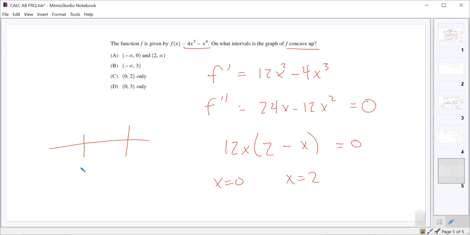And so we make a sign chart with 0 and 2 on it. We test something between 0 and 2, like 1. We plug in 1 to this. This comes out to be 12 times 1, which is positive. So it's concave up between 0 and 2, which pretty much tells us that it's choice C immediately. But we could check the others anyway. If we plug in 3, we get 36 times -1, so that's negative, concave down. And plug in -1, you end up with a -12 times a +3, which is negative, so it's concave down from negative infinity.